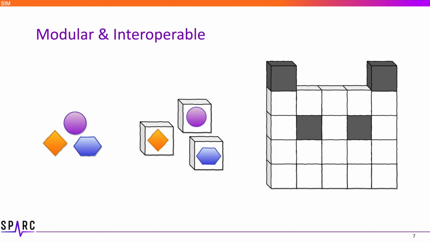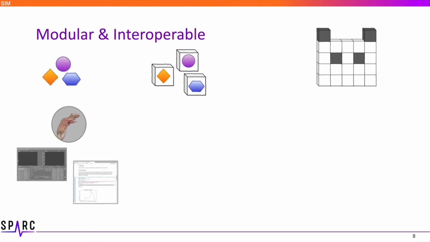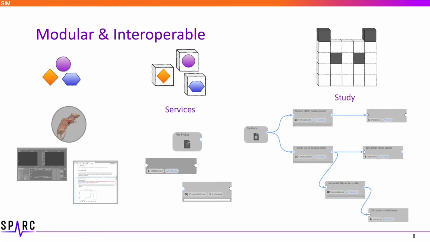Now, what does this mean in terms of o²S²PARC? These little shapes that we had originally are really the data or software or code from different environments. And these things may not be very compatible with each other. But once we package them, they turn into these reusable modules, what we call services. And with these services, we can chain them up together into these kinds of pipelines. And this whole pipeline is something that we call a study on o²S²PARC.